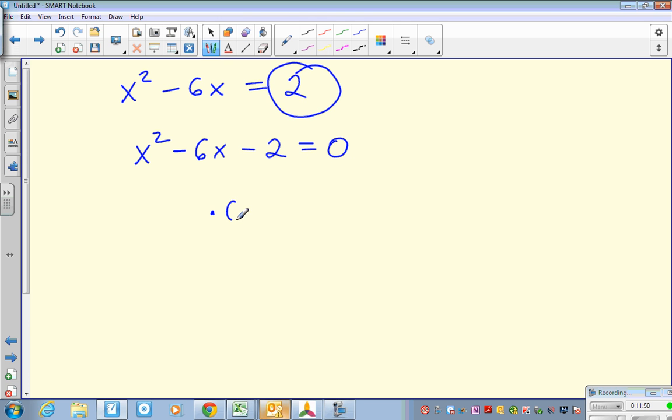And you guys are welcome to use a graph to do that. You're welcome to use other means. So 27 is a little bit more involved than this, but it's very similar in where you're going to have something equal to a number, and you're going to have to set it equal to 0 and solve.